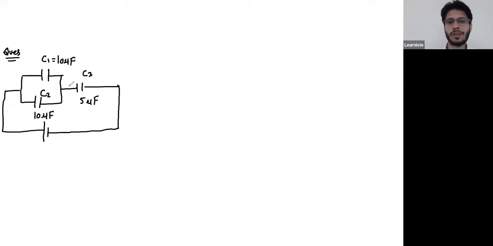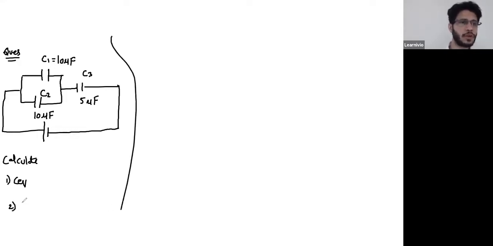You have to calculate the equivalent capacitance and charge and potential and everything. C equivalent, voltage across each, and charge stored in each.